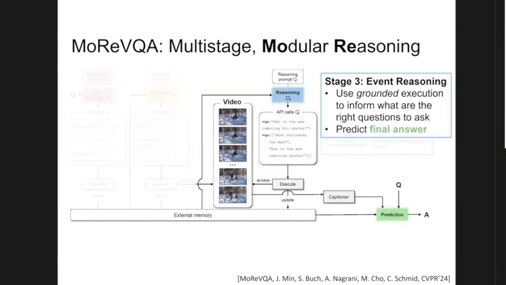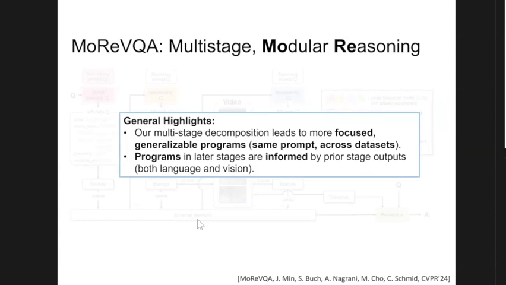The last stage is event reasoning. We execute on the detected grounded information, retrieve it from the external memory, and put it together, combining the API calls with a reasoning module. The highlights are that this approach is multi-stage. The composition leads to more focused, generalized programs, so we can adapt the program on the fly. We can see if something else needs to be extracted, and the programs in later stages are informed by the prior stages.